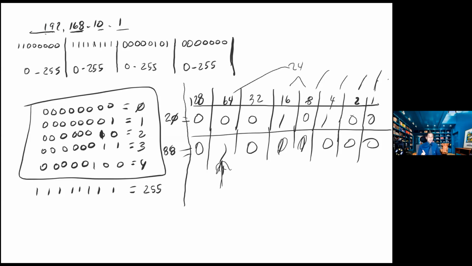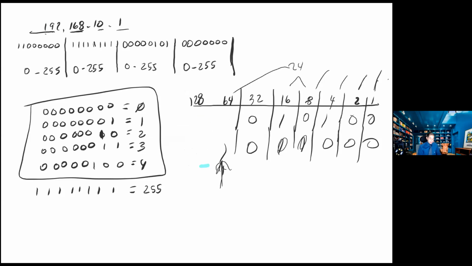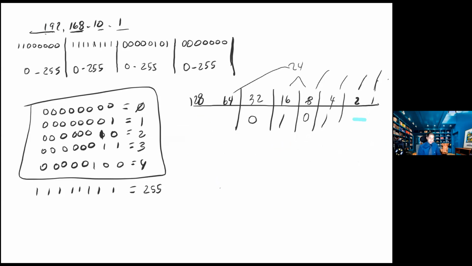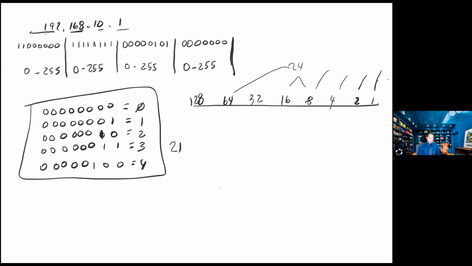The other thing I want you to think about is how many combinations you can have on each octet. So always think about that, because it's going to matter later on when you're trying to visualize how many IP addresses there are. All right, so let's convert a number. Let's do 21. How do we convert 21 to binary?